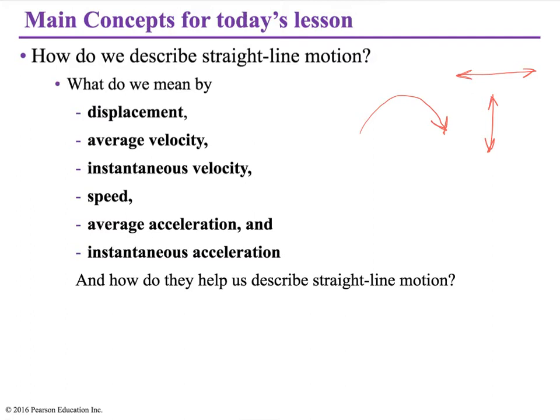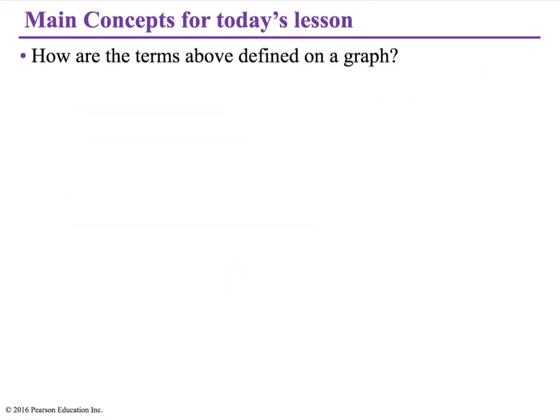When we're studying the motion, some of the terms or definitions that we have to be familiar with are things like displacement, average velocity, instantaneous velocity, which is also known as just velocity because it's easier to say, speed, average acceleration, and instantaneous acceleration. In addition to understanding the definitions, we also want to understand how those definitions are related to graphs of the object's motion and how we might be able to find those quantities on a graph.